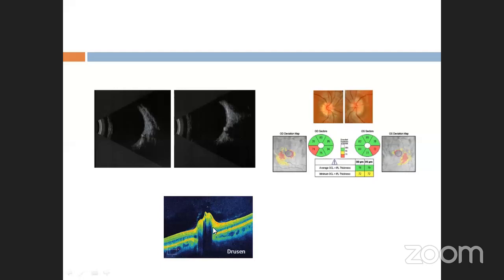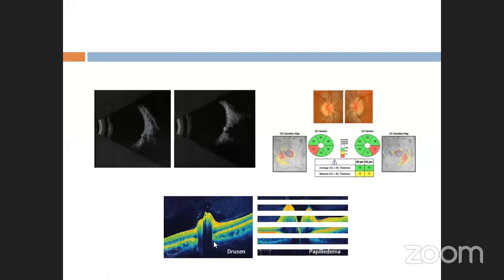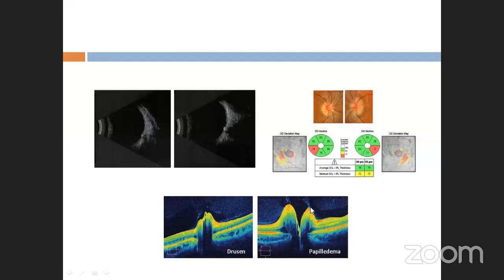And also here, we can see no separation between the sensory retina and the retinal pigment epithelium at the edge of the scleral canal. In papilledema, you can see an elevated disc, a partially filled cup, with separation of the nerve fiber layer from the retinal pigment epithelium at the scleral canal. So there is an obvious difference you can see here between drusen and papilledema.